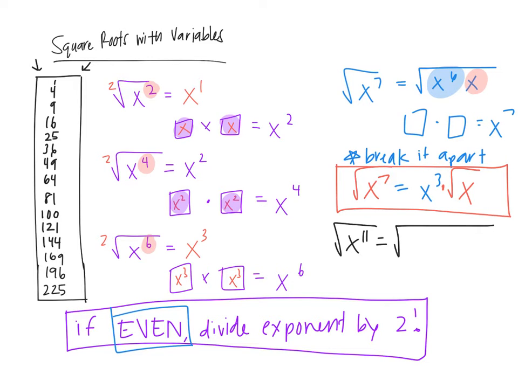So if I were going to split up x to the 11th, the biggest perfect square I'm going to be able to take out is x to the 10th. It has to be an even number, the biggest even number, x to the 10th times x. So when I simplify that, I'm going to get x to the 5th times the square root of x. And that would be my final answer.